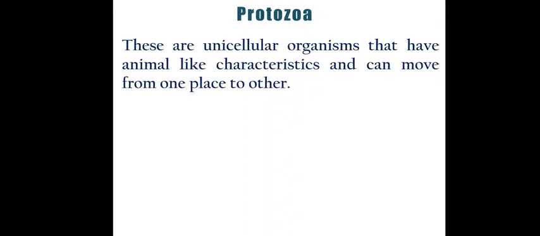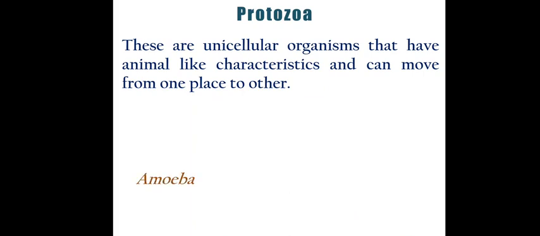Now the third type of microorganism is protozoans. Remember, protozoa are unicellular organisms, and they have animal-like characteristics. Animal-like characteristics means they cannot synthesize their own food, but have to depend upon other organisms for food. And yes, they can move from one place to another with the help of movement organelles, like flagella, cilia, or pseudopodia.